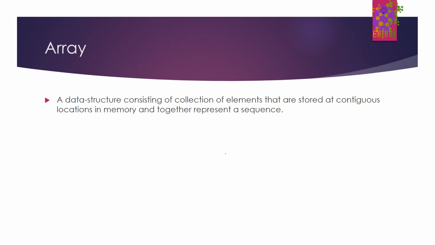The first question that automatically arises is, what is an array? An array is a data structure, which means it's a collection of elements, and it has a special property. The simplest property is that the elements are stored at contiguous locations in the memory, which means they are stored one after the other, and together all these data elements represent a sequence, and that's what we call an array.